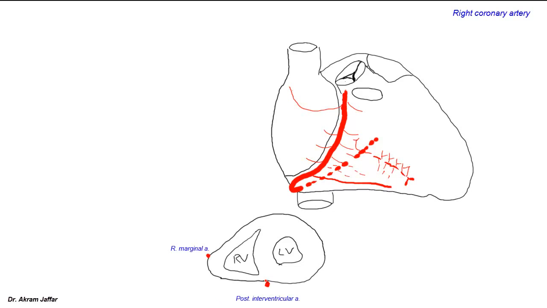This posterior interventricular artery supplies ventricular branches to the right ventricle and small ventricular branches to the left ventricle. And also it sends branches that pass through the interventricular septum, but these branches are short and they supply only 1/3 of the interventricular septum.